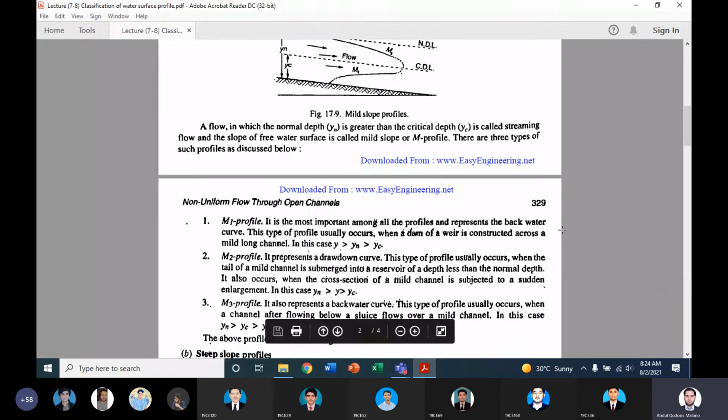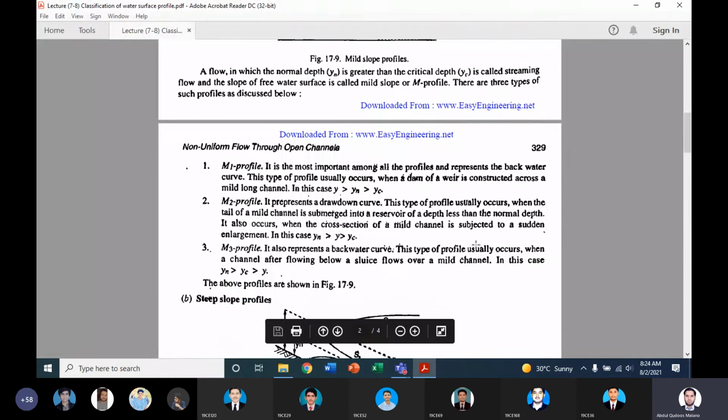So here this type of profile usually occurs when a tail of a mild channel is submerged into the reservoir of a depth less than the normal depth. अब एक चैनल है जिसका टेल जो है वो सबमर्ज हो जाता है किसी रिजर्वायर में. ठीक है, जिसकी नॉर्मल डेप्थ अगर कम है तो उस केस में आप देखेंगे we'll have this profile where normal depth will be greater than the depth of the flow, and it will be greater than the critical depth.